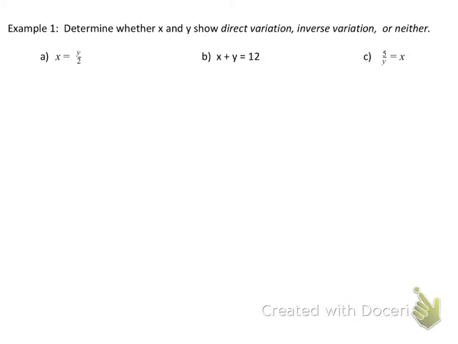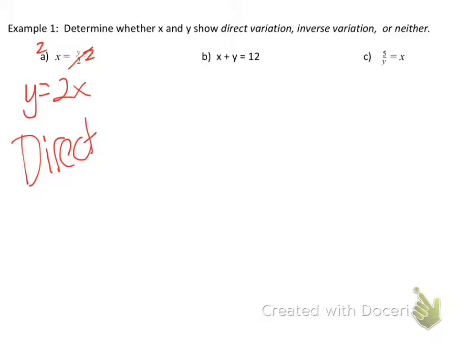So let's take a look at some, and let's see if we can determine whether x and y show direct variation, inverse variation, or neither. So in this first example, it would be pretty easy to solve this for y. Multiplying both sides by 2, we get y equals 2x. In other words, as x goes up, y would go up. And so this is direct variation.